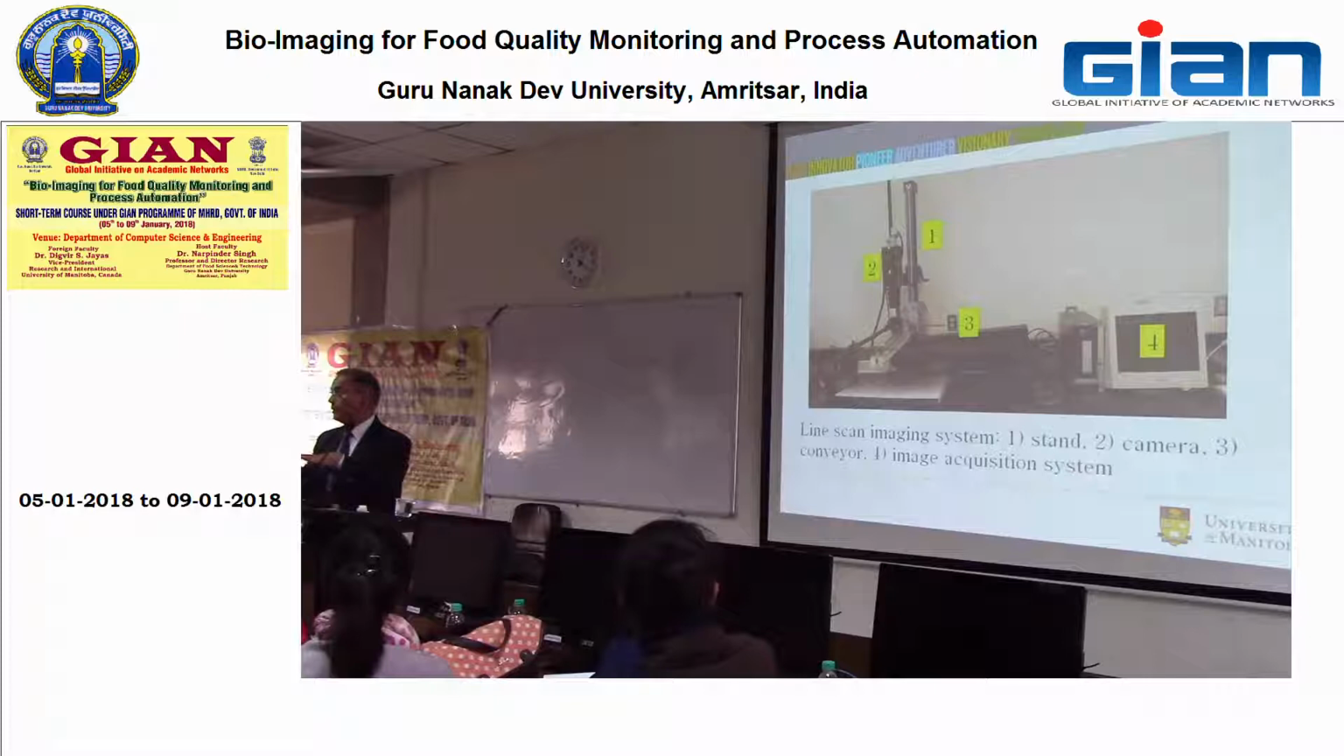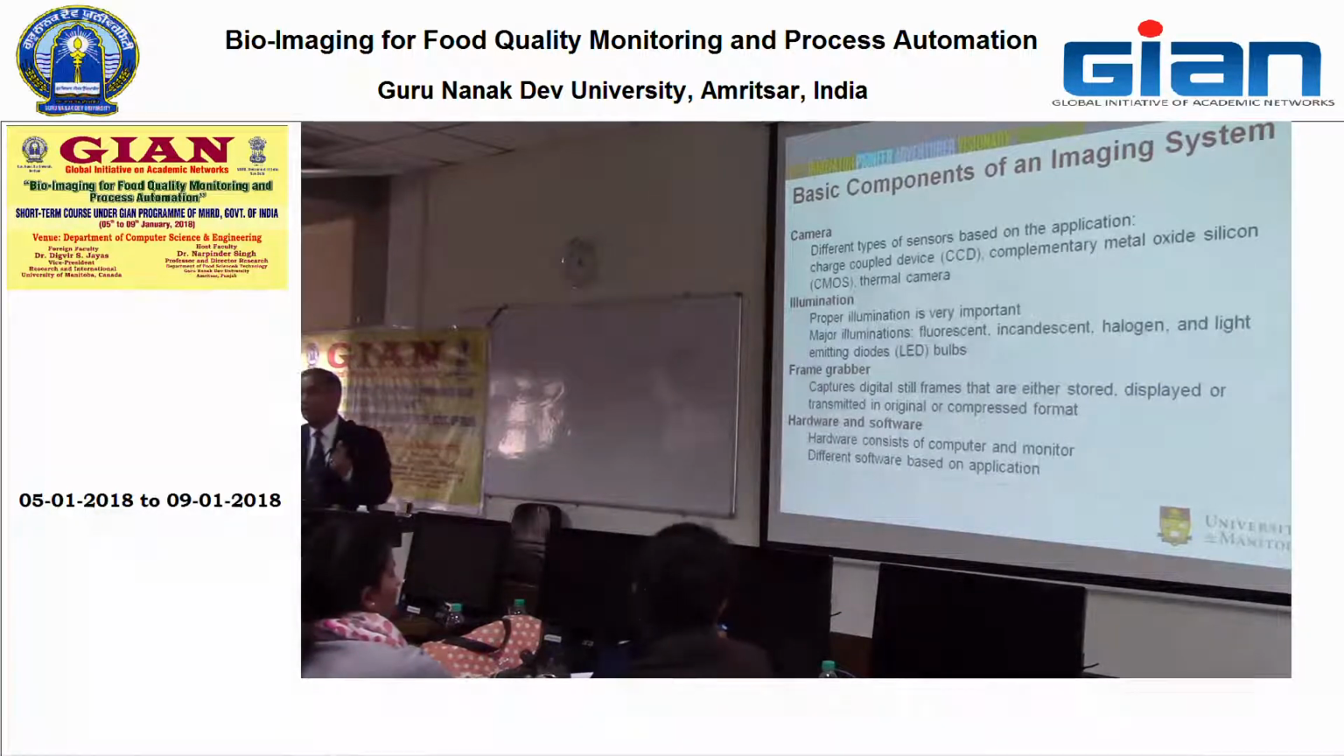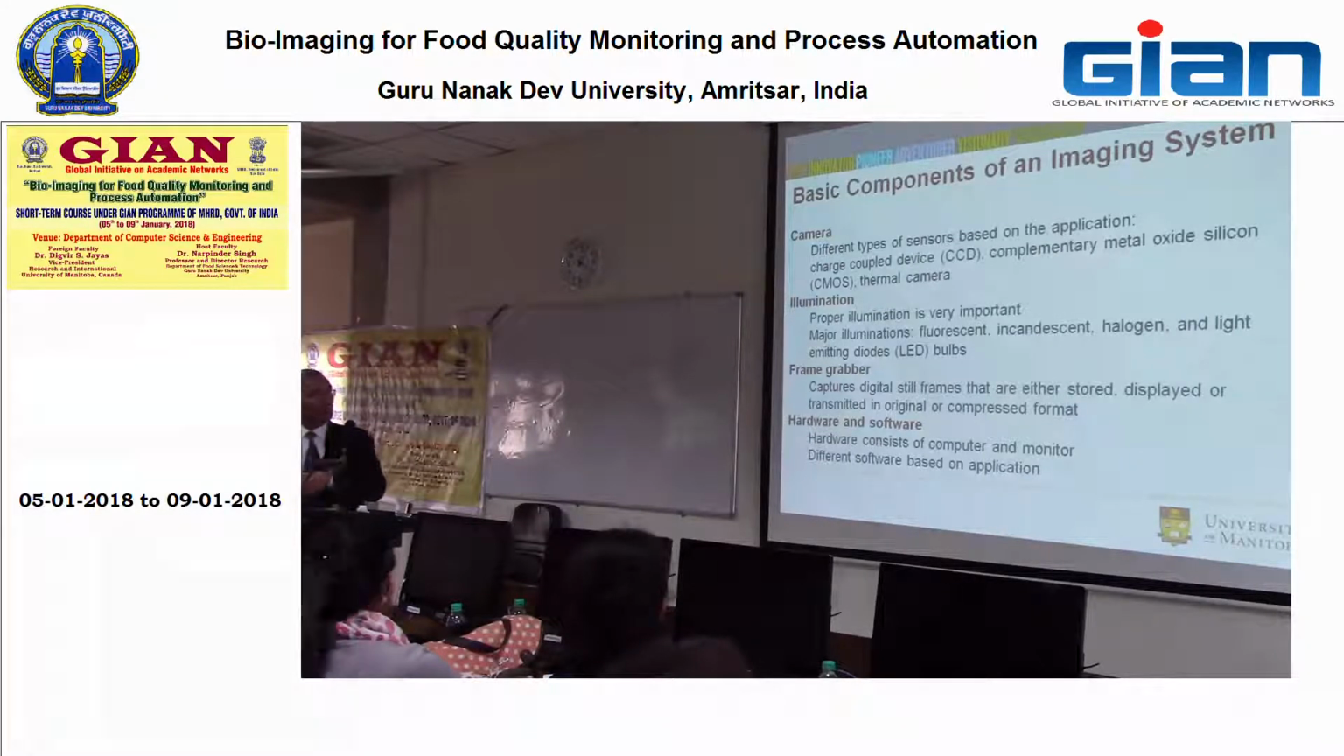The basic component of an imaging system, as I already mentioned, is the camera, and there are different types of cameras you could use. The most common one is the charge-coupled device, or CCD, camera. But there are also CMOS, or complementary metal oxide silicon, cameras. These differ in how they take the information from the image, the reflected light, and convert it into intensity, basically different ways of presenting that intensity. A thermal camera is used when you are looking at the temperature profile of the object.